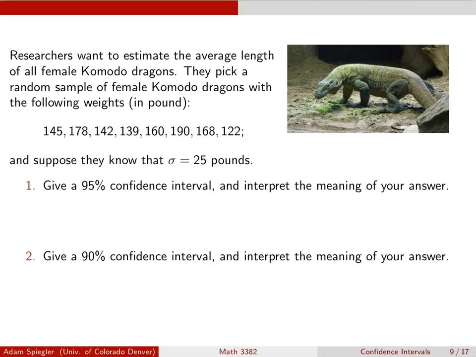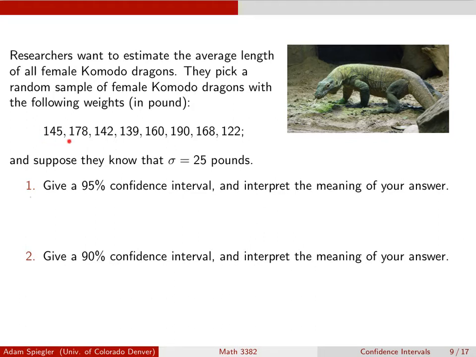And so for the Komodo dragon, let's say we go out and we collect a sample of 8 female dragons. And these are their weights in pounds recorded over here. What we'd like to do with this relatively small sample of 8 Komodo dragons is estimate the mean weight of all female Komodo dragons. In part 1, it's asking us to estimate that with a 95% confidence interval, and in part 2 with a 90% confidence interval. We've already seen 95% confidence intervals, so let's take a look at that one first.